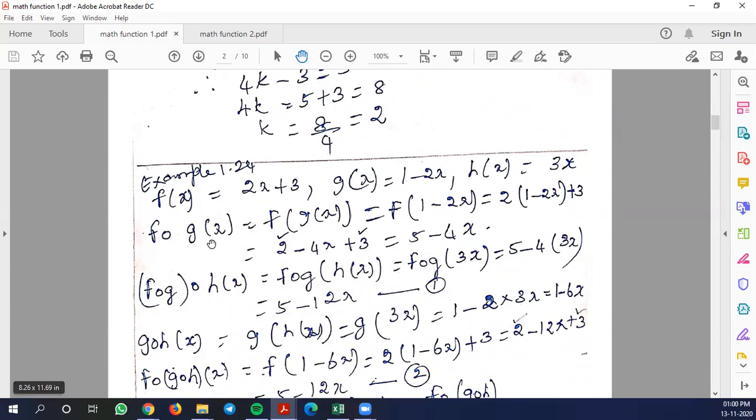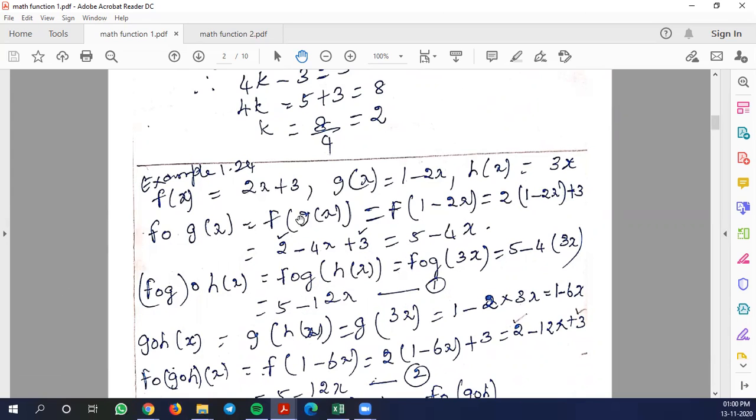What is f of g? f of g of x. f of g means f of g of x. That's equal to f of, what is g of x? 1 minus 2x. Now you have to take this full thing as x. Yes, 1 minus 2x is x now. Go to this f. What is f of x? 2x plus 3. So you write this 2 as it is. In the place of x, what is our x now? 1 minus 2x. 1 minus 2x plus 3.